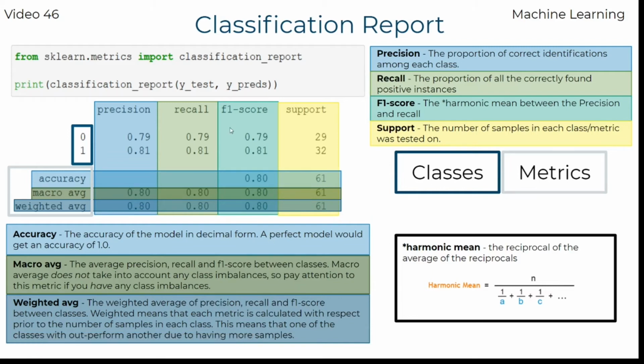So that means that our class 1 will outperform class 0 because it has more samples. So this is the weighted average. It will give class 1 a higher score because it's got a bigger number of samples. So this is basically the classification report explained.